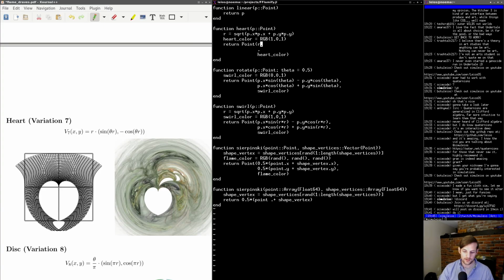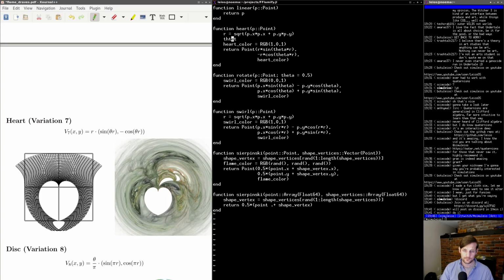So you should be able to do r times sine of some sort of theta that we're reading in. So theta, unless we can define theta. Let me think about that. I think we can define theta, times r. And then down here is going to be minus r times cosine of theta times r. Okay, and our theta in this case is going to be equal to atan2 of p.x over p.y.